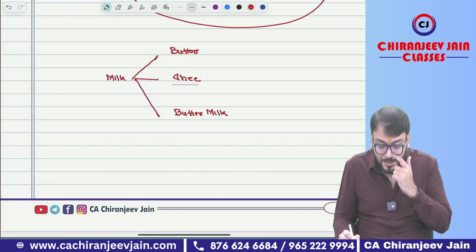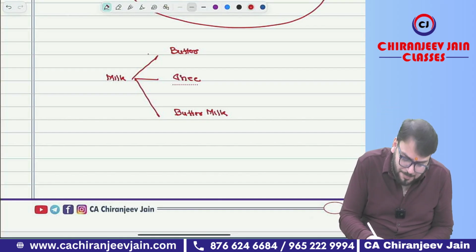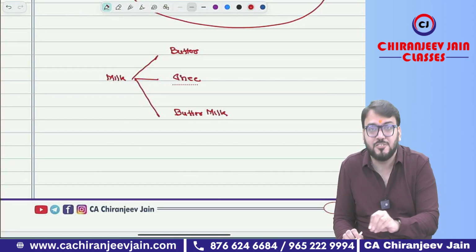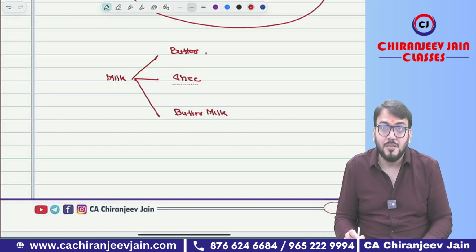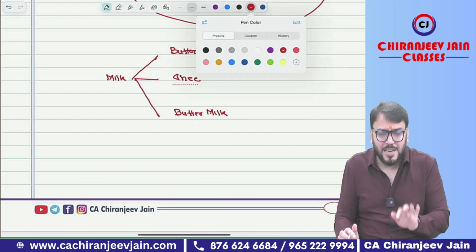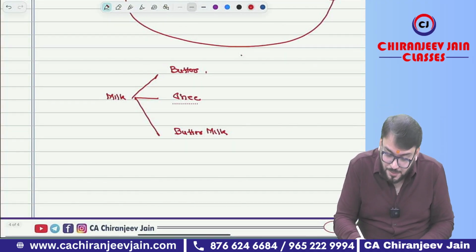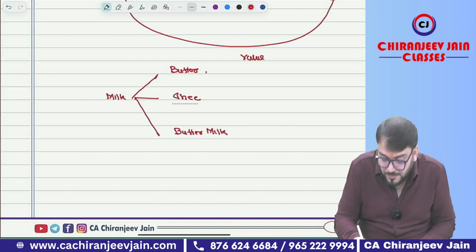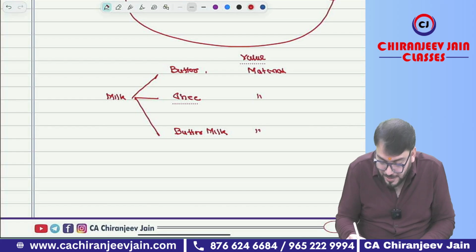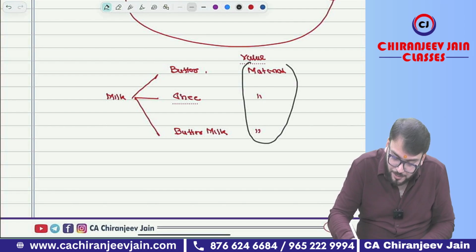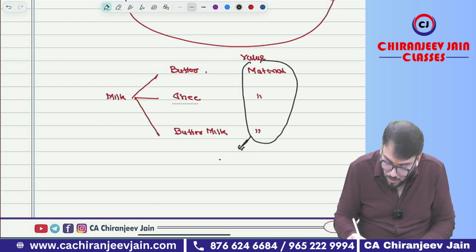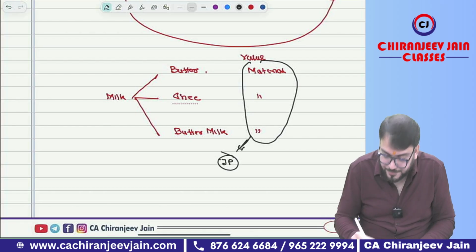butter, ghee and buttermilk come from the same production process. I'm not saying these are different production processes. You'll get butter, ghee and buttermilk. Are you able to understand? So what AS 2 wants to say is that if the value of all these three are material, then all these three will be joint products.